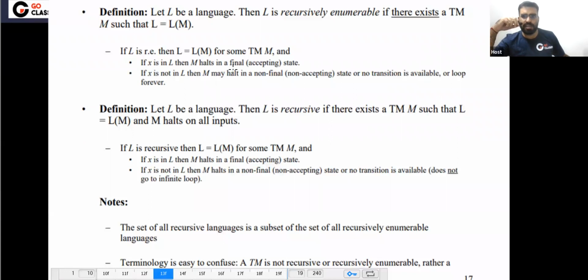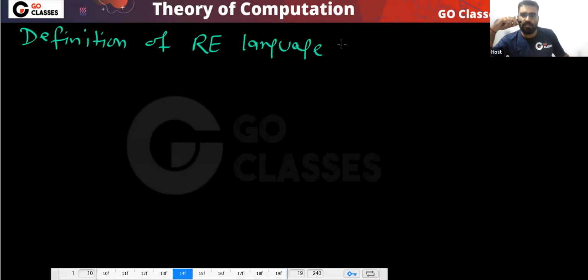You know the definition of recursive enumerable language and the definition of recursive language. So what is the definition of RE language? That is basically, I can say language L is RE. When can I say language L is RE?